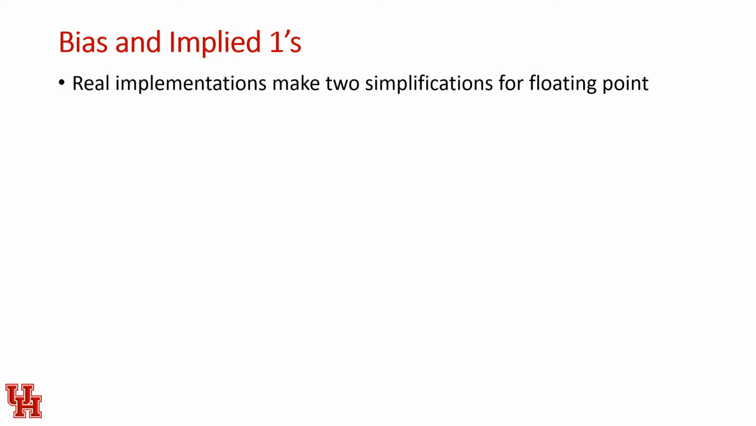Finally, there are a couple of modifications to the generalized floating point format that real-world implementations apply. These are used to improve speed and memory efficiency, but add some additional complexity to the floating point format. In order to understand how floating point works, it's important to understand these modifications. The first is the use of an implied 1.